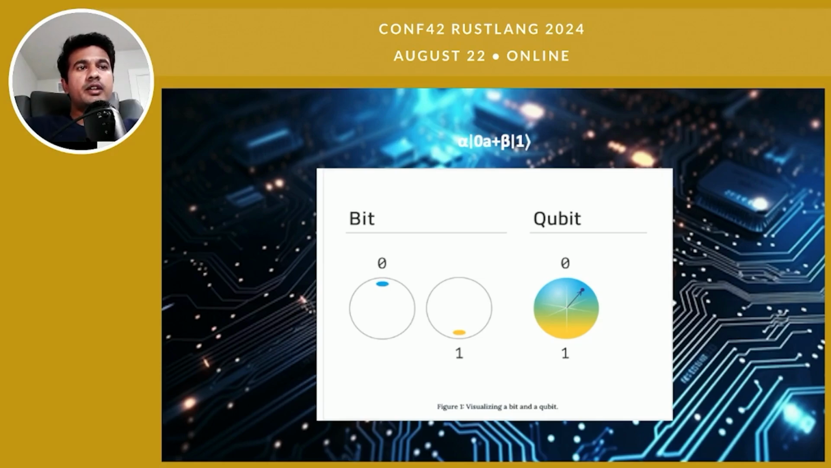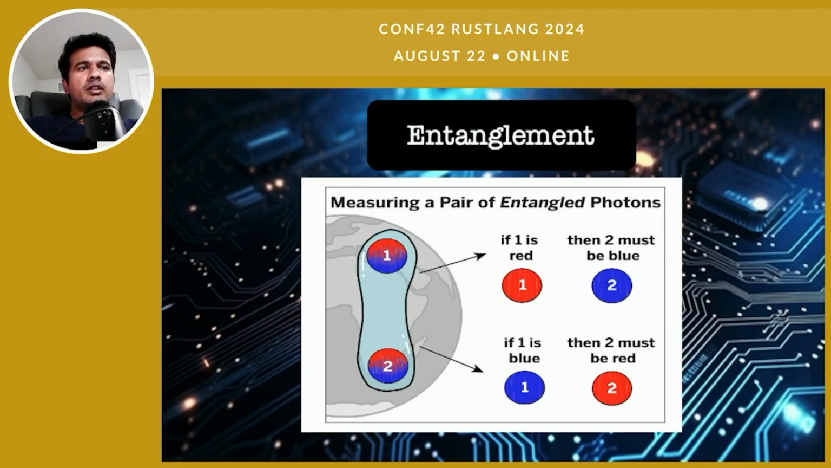Superposition enables quantum computers to perform many calculations simultaneously, leading to the potential for massive parallelism and faster processing speeds for certain types of problems. Let's look into entanglement.